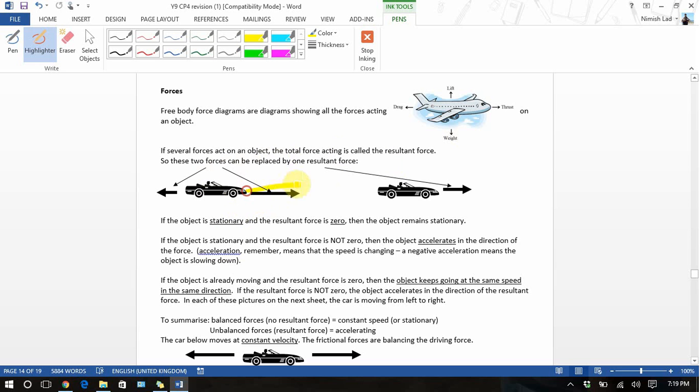So you've got one going this way, that could be 10 newtons. One going this way, so that's 3 newtons. The resultant of that will be 7 going this way. If an object is stationary, the resultant force is 0.